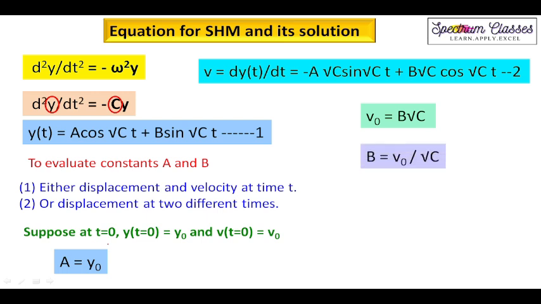So b is equal to v naught upon under root c, or we can also put the value of under root c, which is equal to omega. So omega is the frequency as well as velocity, right? So this is the solution. We can also calculate this solution mathematically, so we can understand.